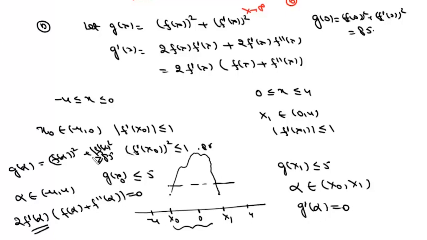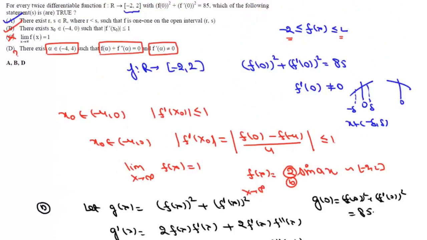Now if f'(alpha) is 0, f(alpha) should be root 85, but it cannot take a value greater than 2. So that means this f'(alpha) can never be 0. So the only condition that we'll get here is f(alpha) + f''(alpha) must be equal to 0. That means this option D is also correct. So the correct options are A, B and D.